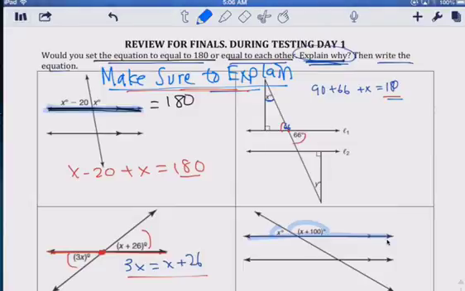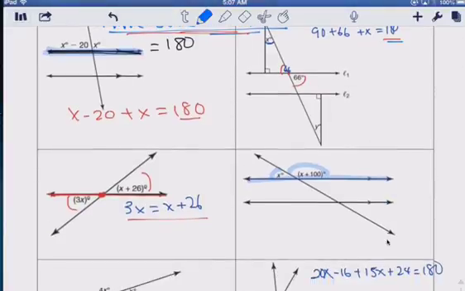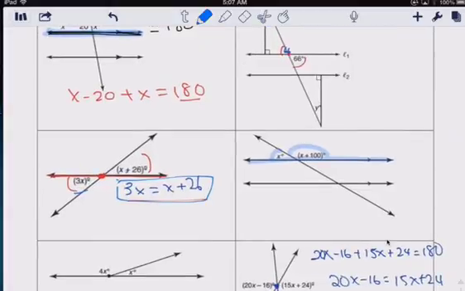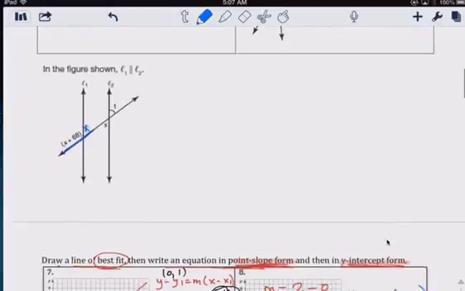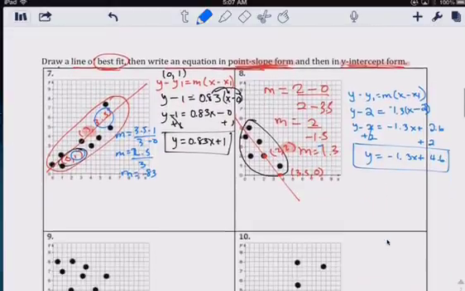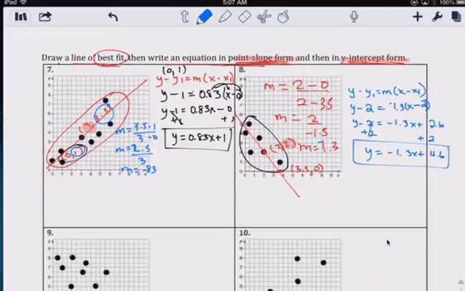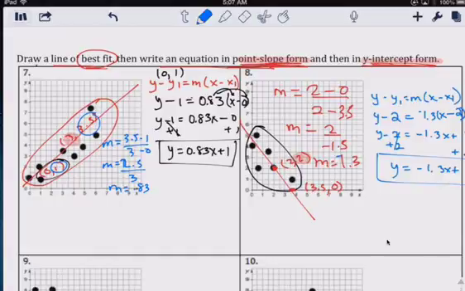y equals 180, and y equals each other. 3x equals that. Make sure they're explained. If you don't understand, make sure you ask questions in class, okay? And these are the two problems I believe we did in class earlier. Make sure you pick 2 points and then use point slope for each one.